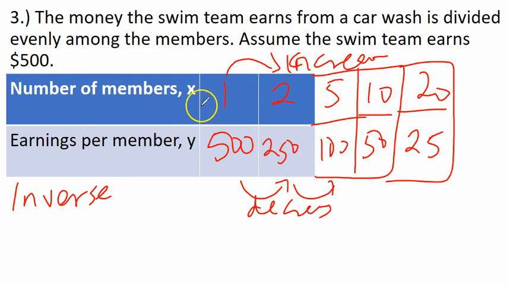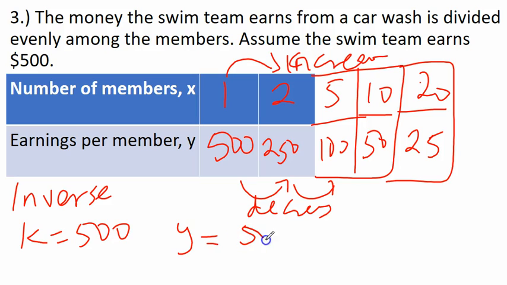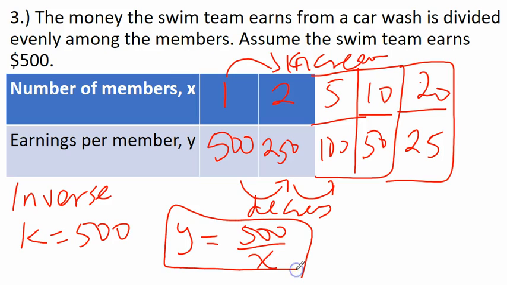Well, it's going to be y times x. So 1 times 500, 500, 2 times 250, 500, 5 times 100, 500. Okay, it's all 500, so we know that k is 500. That's the amount that stays constant. So we write the equation y equals 500 over x. The number of people we're going to divide that.